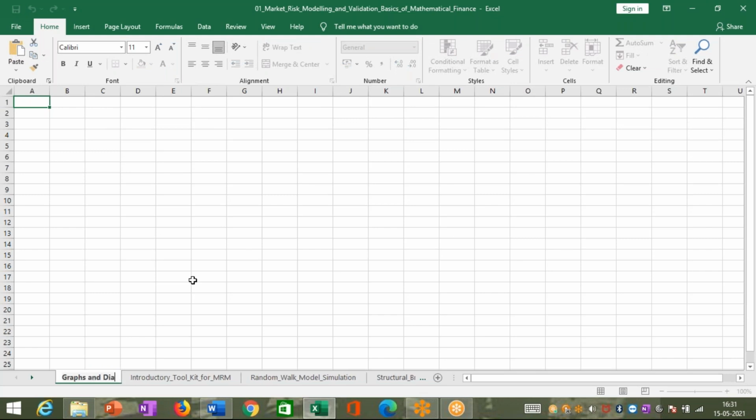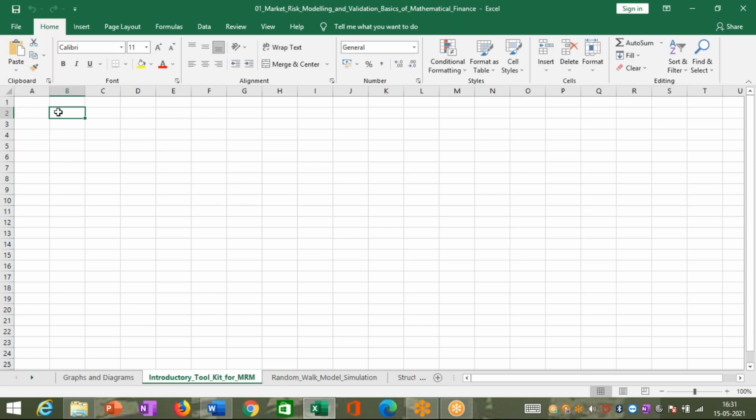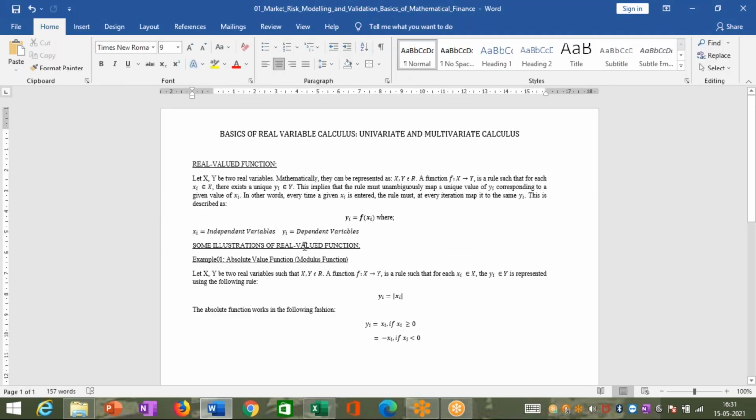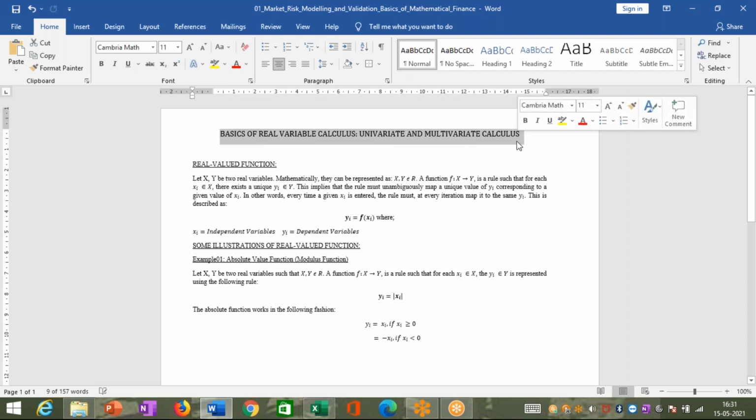Graphs and diagrams. Okay. So the basic part that we are talking about over here is the basics of real calculus and multivariate.